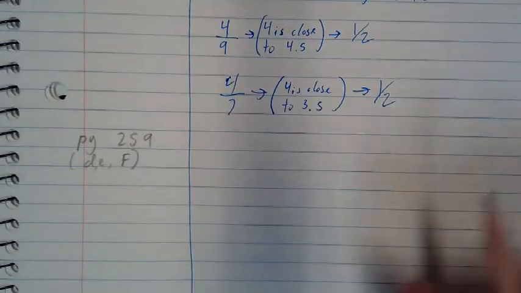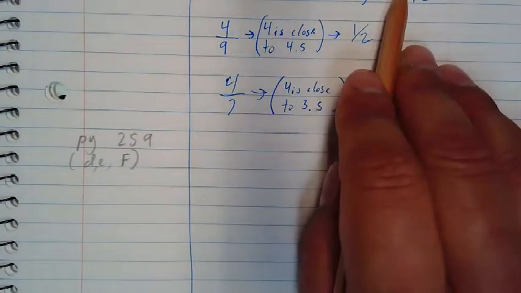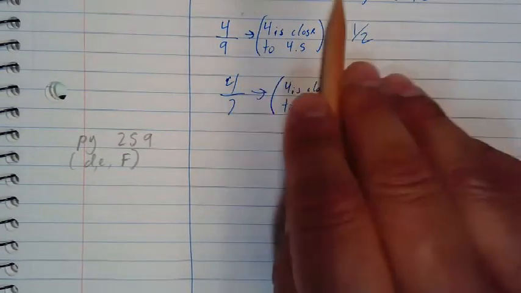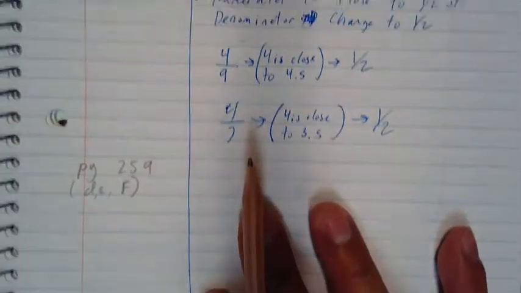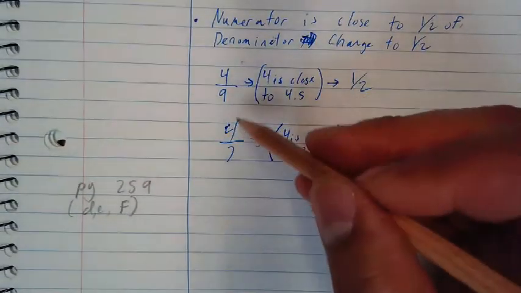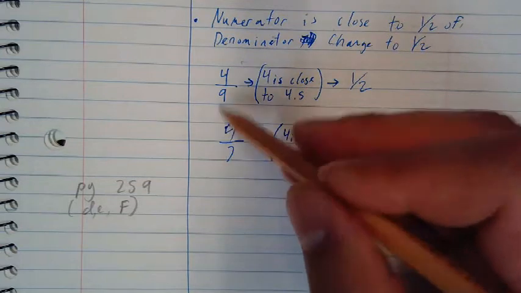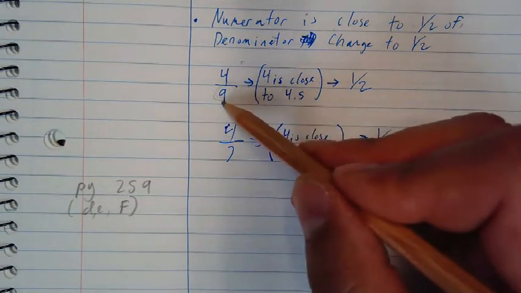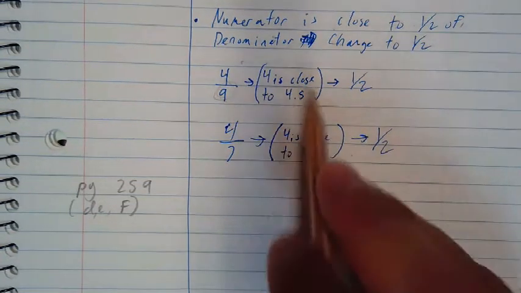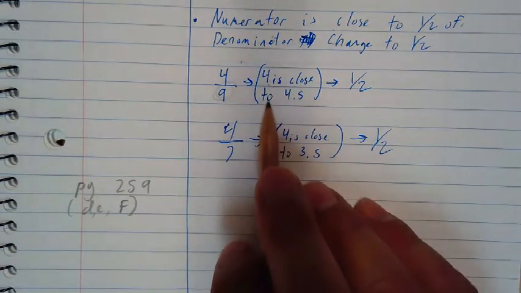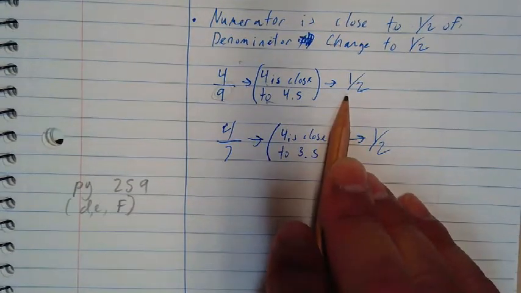The other situation is when the numerator is close to half of the denominator. You change it to a half. Okay. Some quick examples. We have 4/9. I look at the denominator. Half of 9 is 4.5. I wrote that here. 4 is pretty close to 4.5. So I'd say I'm going to change it to a half.